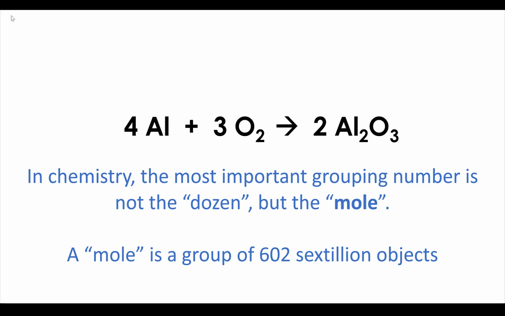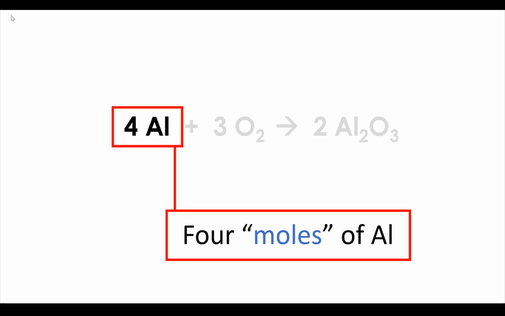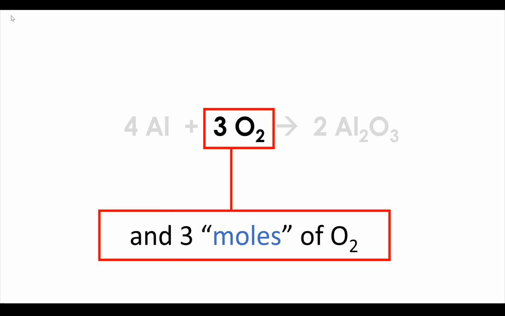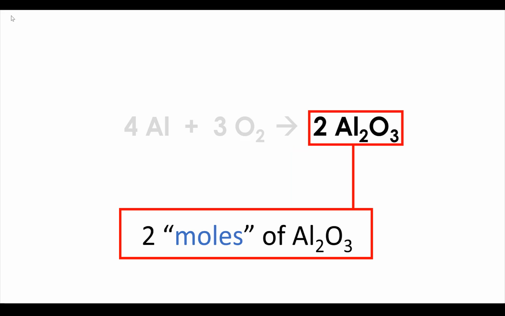Now in chemistry, the most important grouping is not the dozen, even though you may have heard of it before. It's the mole. And a mole is a group of 602 sextillion objects, approximately. It's just a group though, it's the same as a dozen. So 4 moles of aluminum and 3 moles of O2 will combine together to create 2 moles of aluminum oxide.